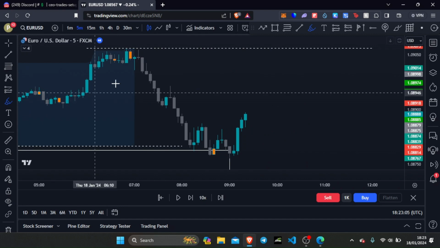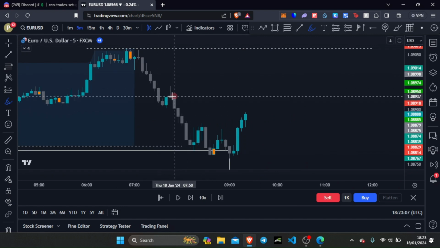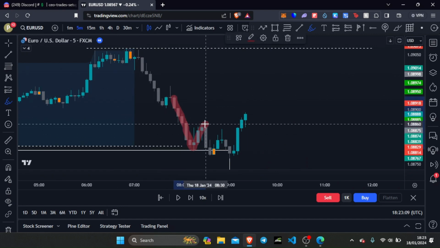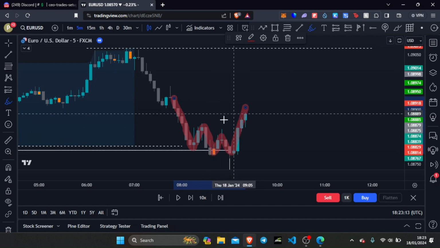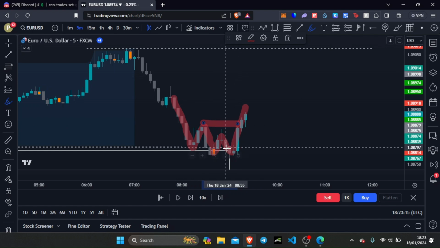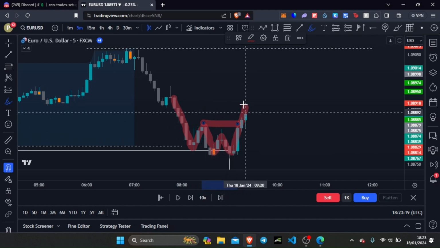This is also visible on the 5 minute, because once we drop down to the 5 minute, what we can see is we've got the lower low, lower high, lower low, then we get this complex structure and a break of this high right here, giving us a valid market structure shift.